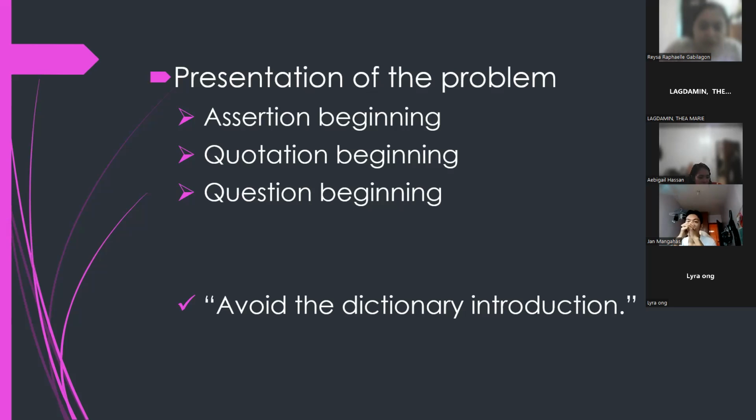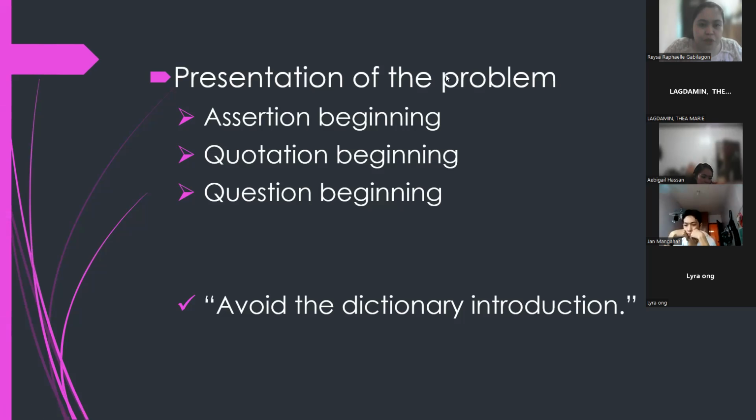Example, your topic is about COVID-19. Please do not start with an introduction like COVID-19 is a condition caused by SARS-CoV-2 virus. That is what you call a dictionary introduction. That is the actual meaning of COVID-19. We don't do that in research.